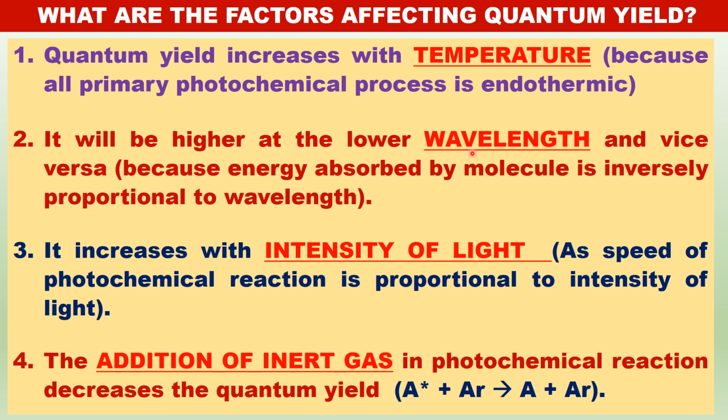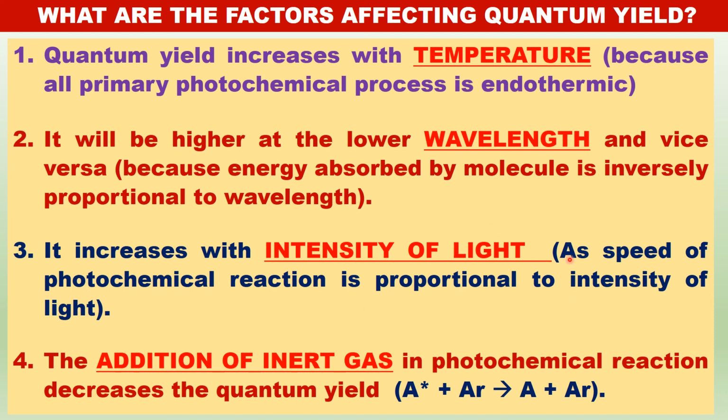Effect of wavelength. What is the effect of wavelength? As we lower the wavelength, the energy increases. The energy of the photon absorbed is very large. Therefore, the quantum yield will be higher at the lower wavelength. And vice versa, the quantum yield will be lower at the higher wavelength, or the quantum yield will be higher at the higher frequency.